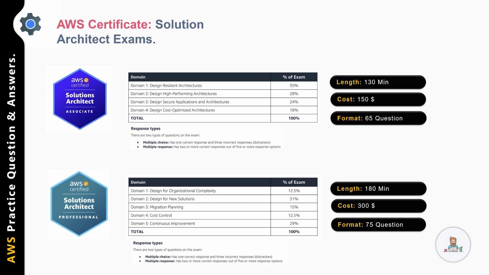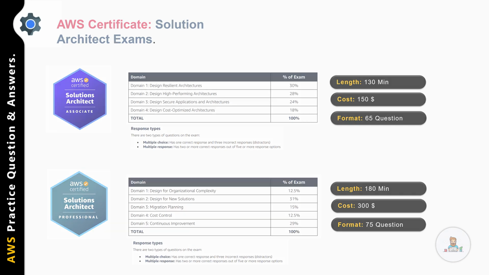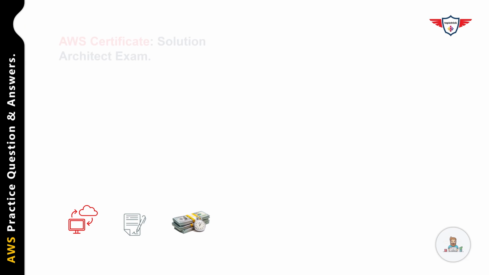Again, the length of the exam is 180 minutes and the cost of the exam is $300, and you're going to get 75 questions in your exam. Again, your result for the exam is reported as a scaled score of 100 to 1000. The minimum passing score is 750 points. Now let's get started with our practice question and answer session.